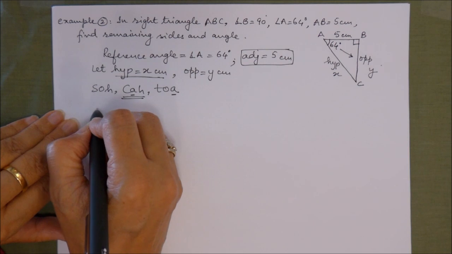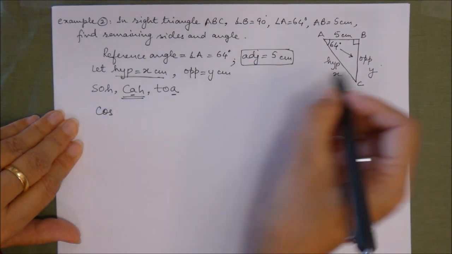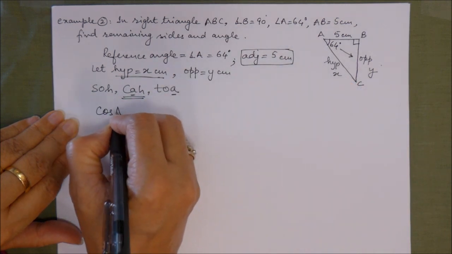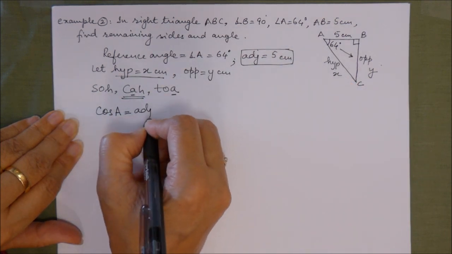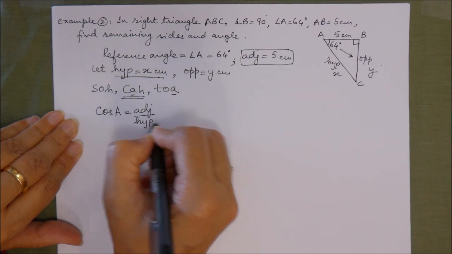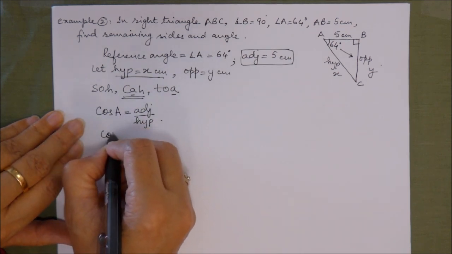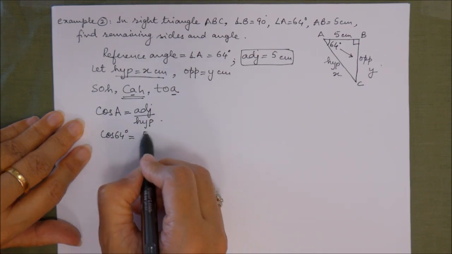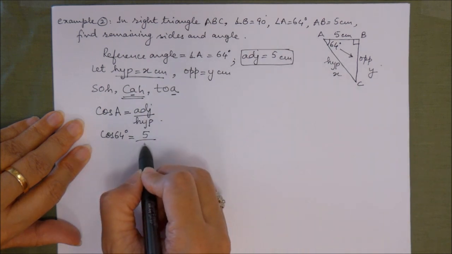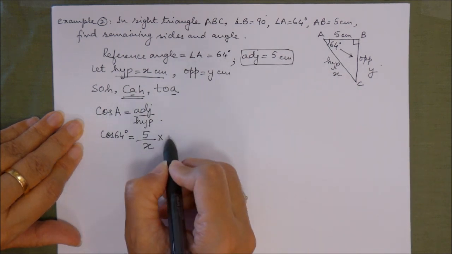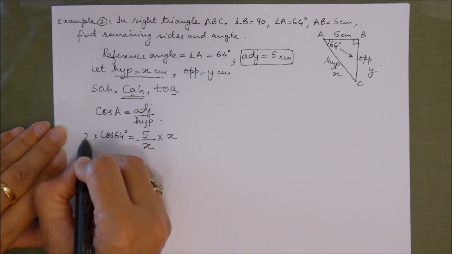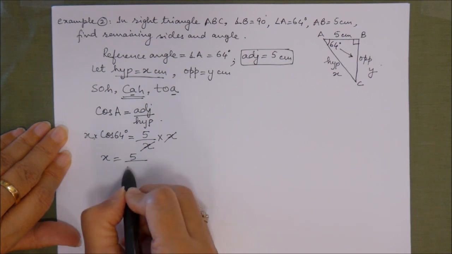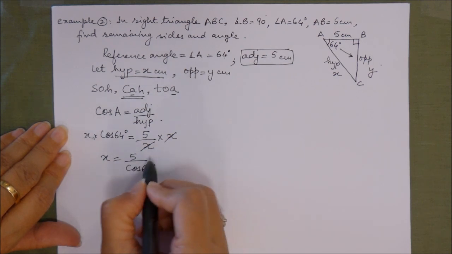So we'll write cos of the reference angle, which is angle A here. So cosine of angle A is equal to adjacent upon hypotenuse. So cosine of angle A, that means cos of 64 degrees, is equal to adjacent, which is 5, and the hypotenuse we have taken as x. So multiply by x so that it gets cancelled. So x is equal to 5 upon cos of 64 degrees.